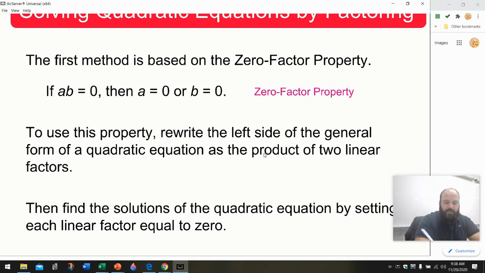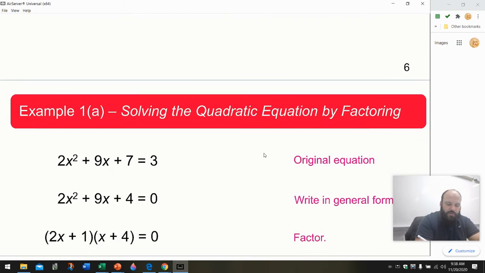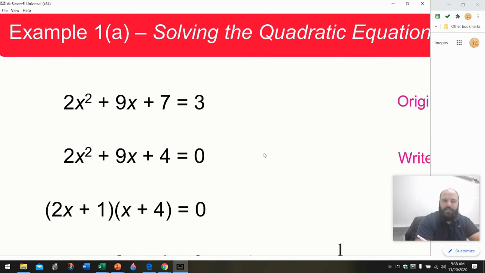The first method is going to be based on the zero factor property. What the zero factor property says is if you have two different things, a A right here and a B, and if those two things multiply to give you 0, that means either A is 0 or B is 0. In layman's terms, if two things multiply and give you 0, one or the other has to be 0. That is the only way to get 0 when you multiply: one of the two things being multiplied is 0.